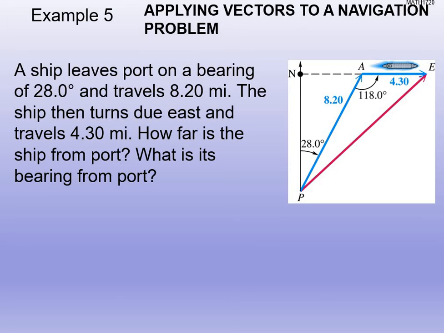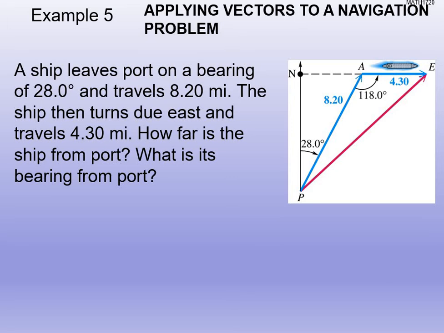Then at that point, point A, it turns due east. Remember, due east is exactly east. So it'll be on that perpendicular for 4.3 miles. And then we want to calculate from port, so that's the vector PE.